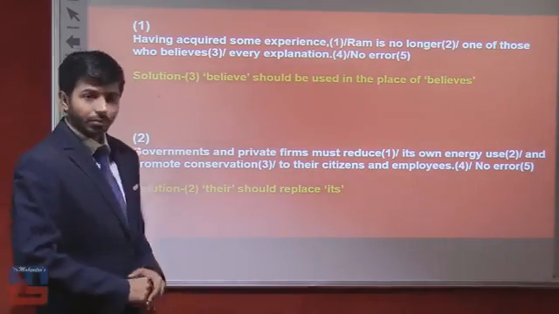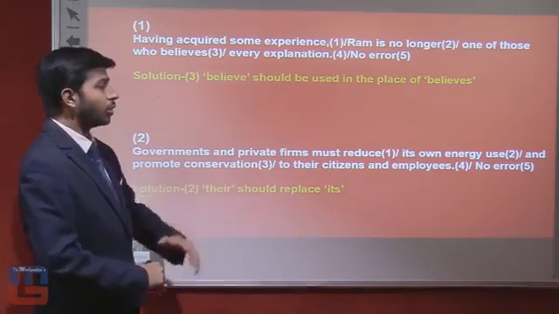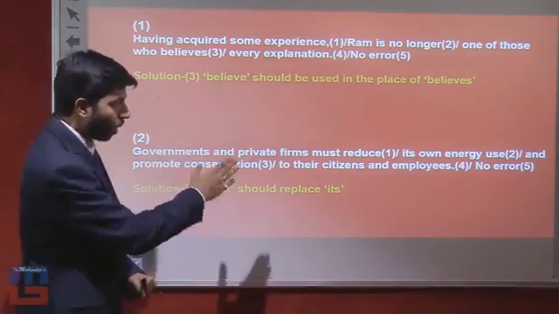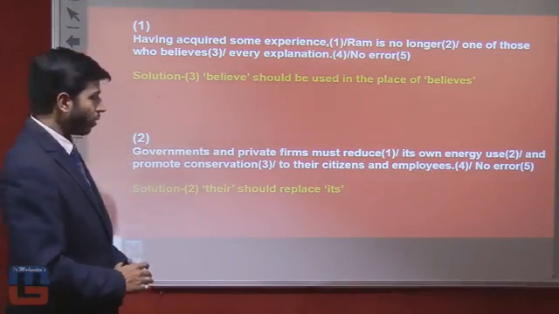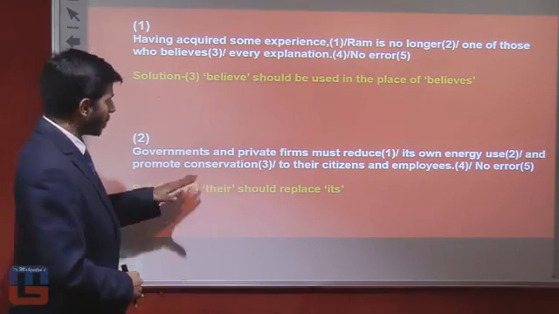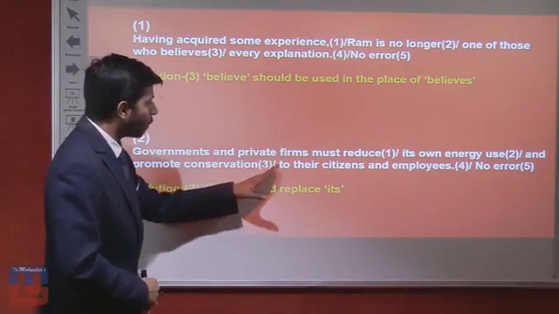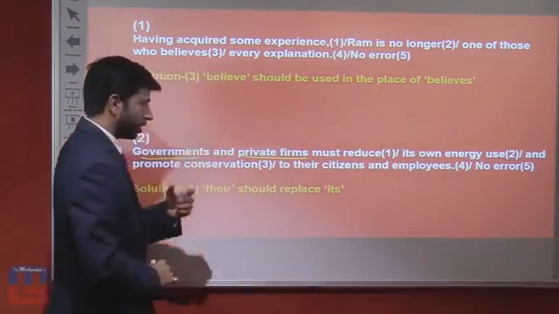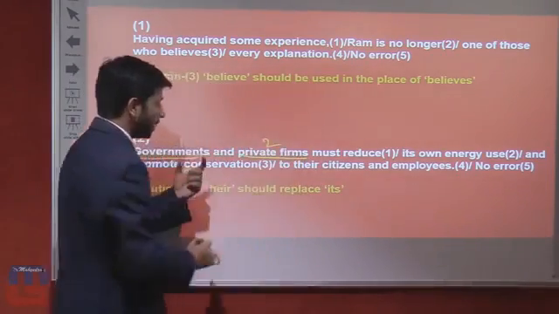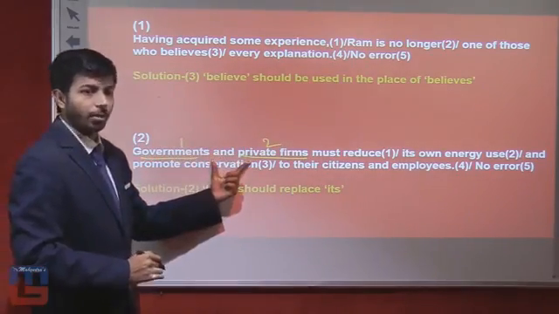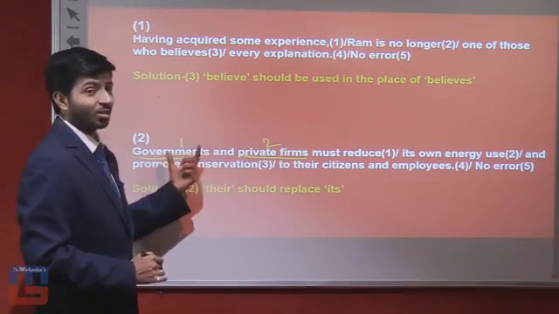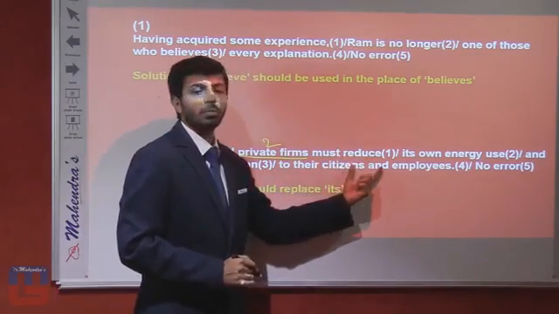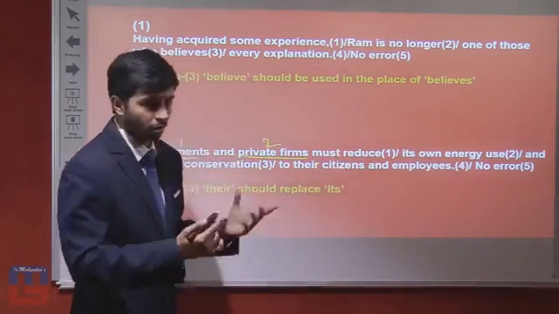Next statement is: Governments and private firms must reduce its own energy use and promote conservation to their citizens and employees. No error? So just concentrate on each and every part. The first part says governments and private firms must reduce. Governments is one entity, and private firms is the second entity. Two entities are given, so the subject becomes plural. Governments is already in plural form. Must works with the first form of the verb, which is given, so there is no error in the first part.